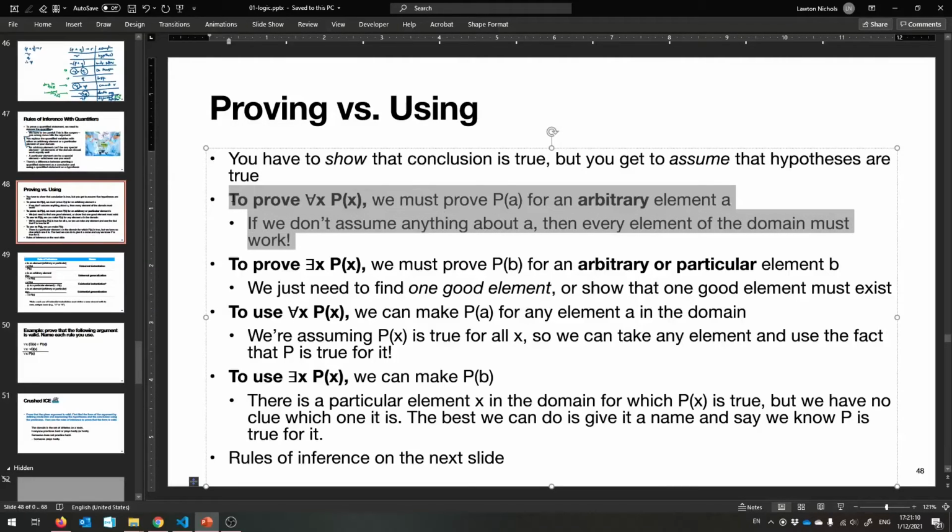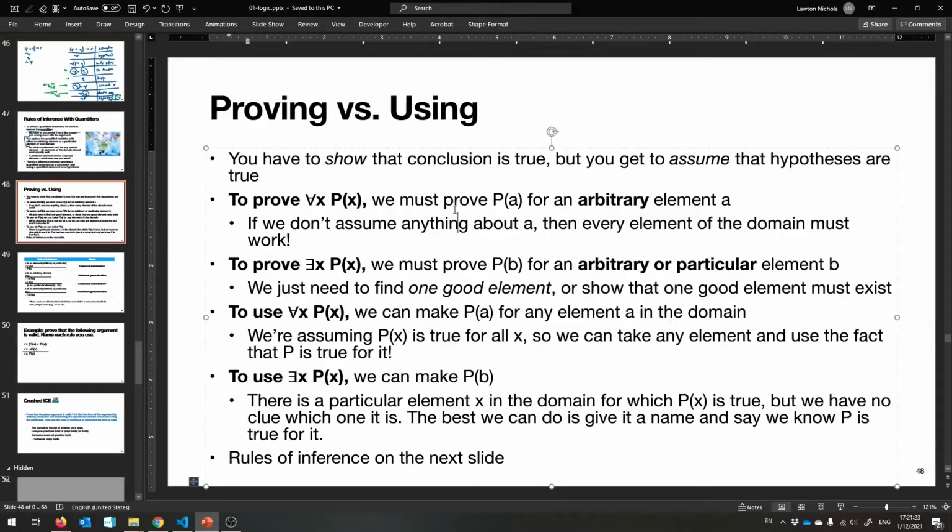So to prove for all of x, p of x is true, we need to now go and prove p of a for an arbitrary element a. That's how we get rid of this. We get rid of the quantifier by picking an arbitrary element of our domain and saying, oh, okay, p of a is true for this arbitrary element. A could have been anything. And so that means every element must have worked. Okay? I'm definitely going to give you an example. Don't worry. But that is how you can do it. That's what it means to prove for all. You just get rid of this by picking an arbitrary element and proving that p is true for that element.